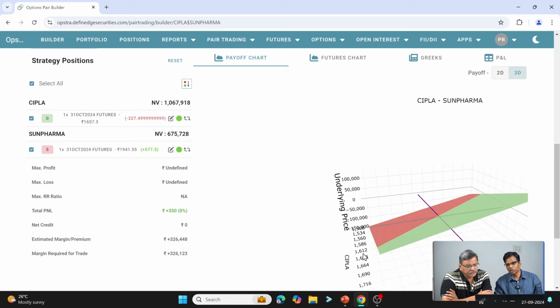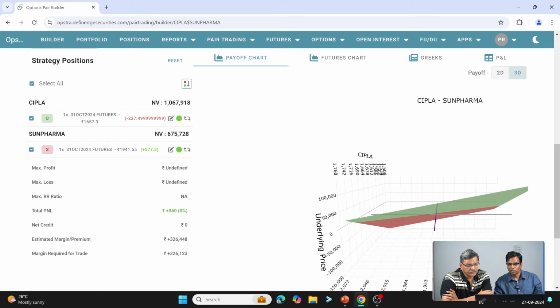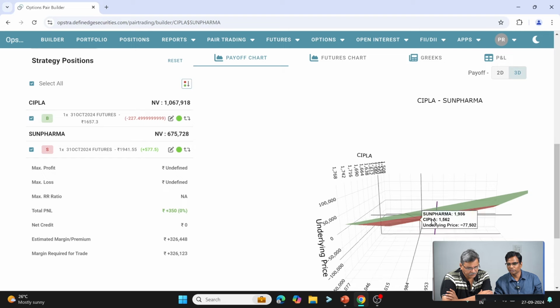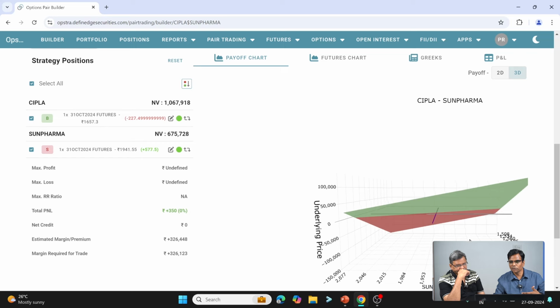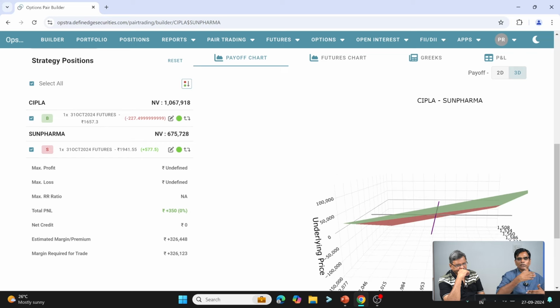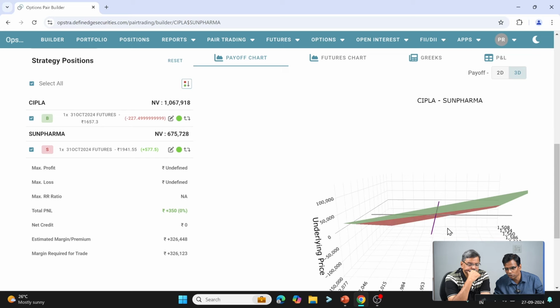Here you are seeing Cipla, and here you are seeing Sun Pharma. Here we have plotted the at-the-money prices. Now you have a Z depth. At different Cipla prices, what will be the PNL at different Sun Pharma prices? You have to have a 3D kind of imagination to understand this. Let's say from here, this is the center point, somewhere close to 0.